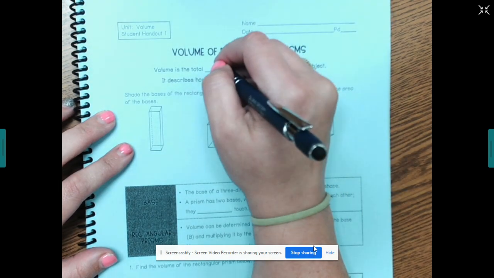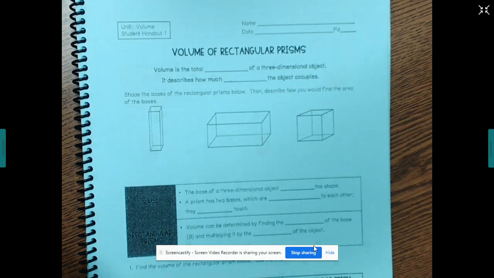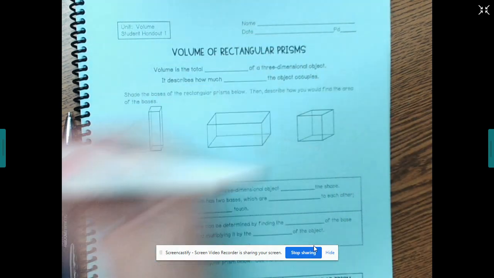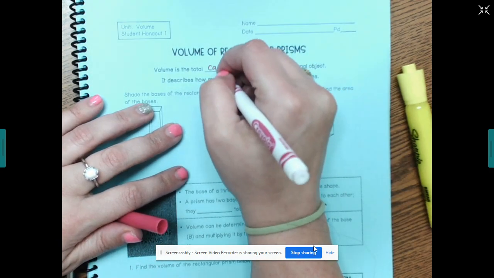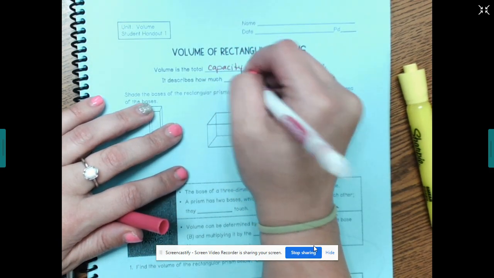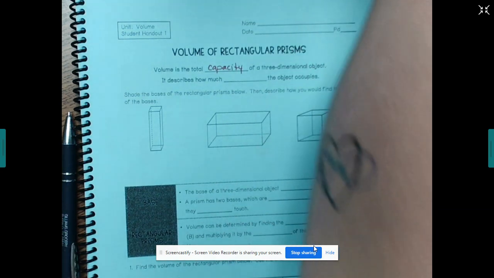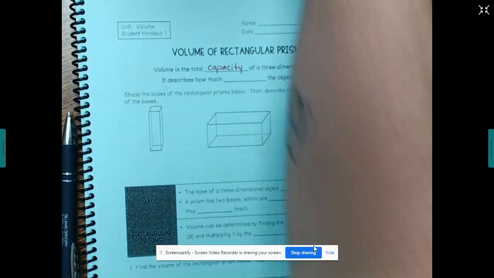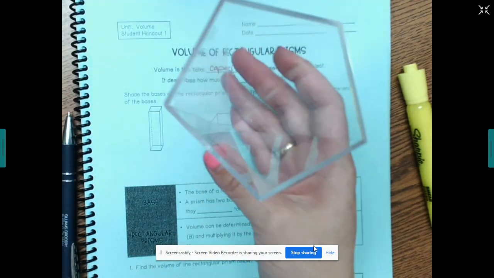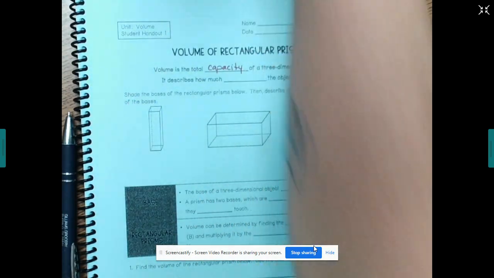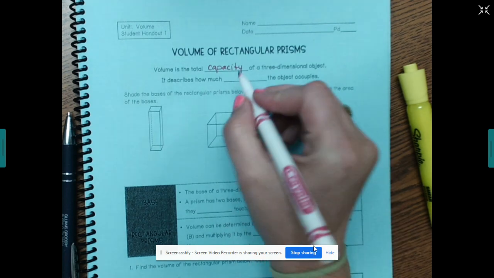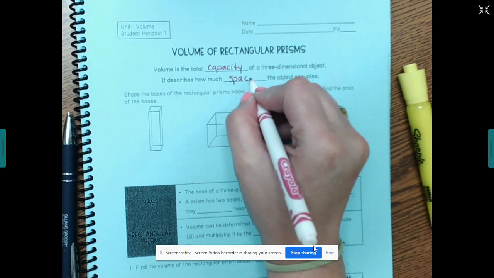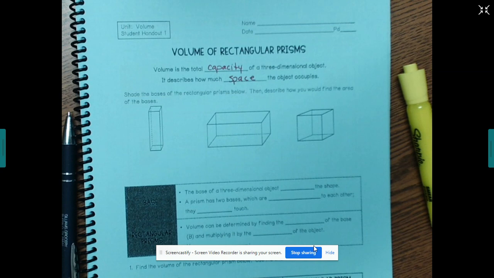Volume is going to be the total, capacity is our word. Capacity of a 3D shape. Capacity means how much can fit, okay? How much liquid can fit in this Coke can? How much rice can I fill in this little cone? How much whatever can I fit inside this 3D object? So it's talking about capacity and the amount of space that it can occupy, that it fills, okay?